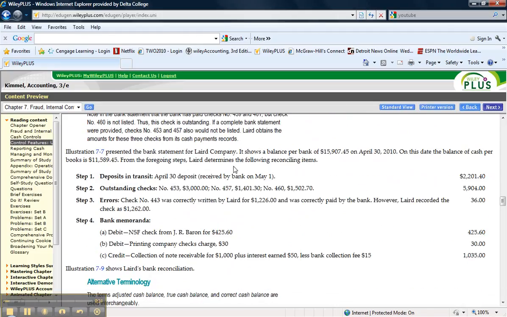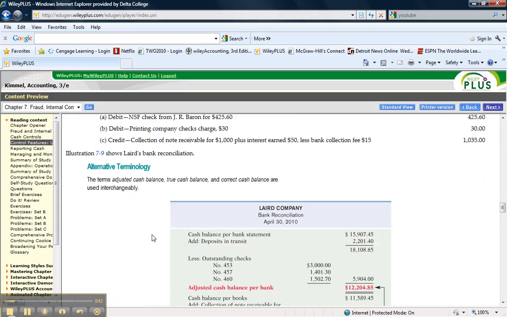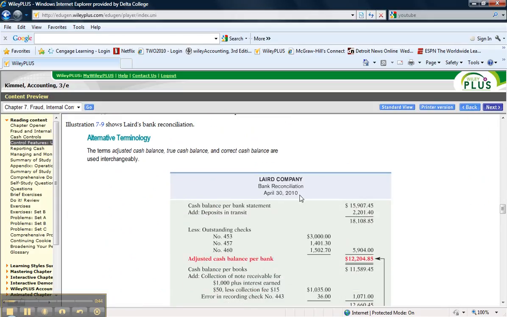So there's an example bank reconciliation here with some data that they've given to you. Here's deposit in transit information. Outstanding checks are provided to you, so those get added up. There's some errors. We'll go through that in a second. And then these are bank memoranda. So here's all the data for a problem, and this is how the bank reconciliation would look.